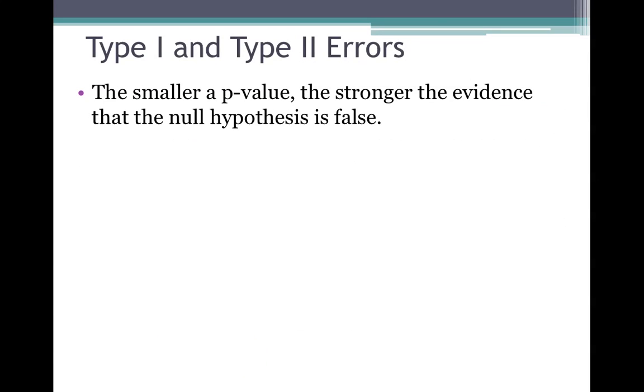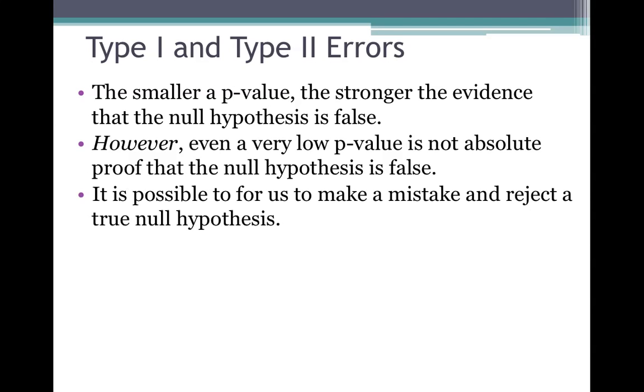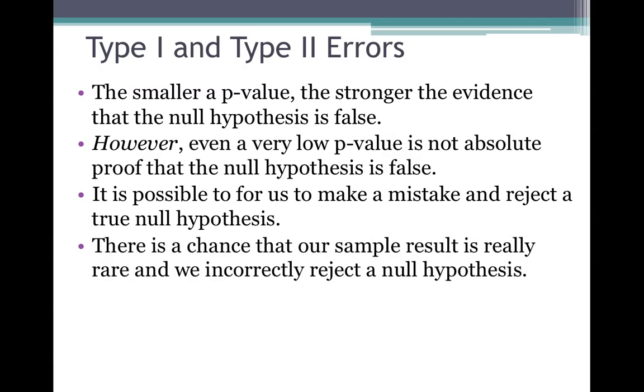The smaller the p-value, the stronger the evidence that the null hypothesis is false. However, even a very, very low p-value is not absolute proof that the null hypothesis is false. It's possible for us to make a mistake and reject a true null hypothesis. There's a chance that our sample result is really rare and we incorrectly rejected a null hypothesis.